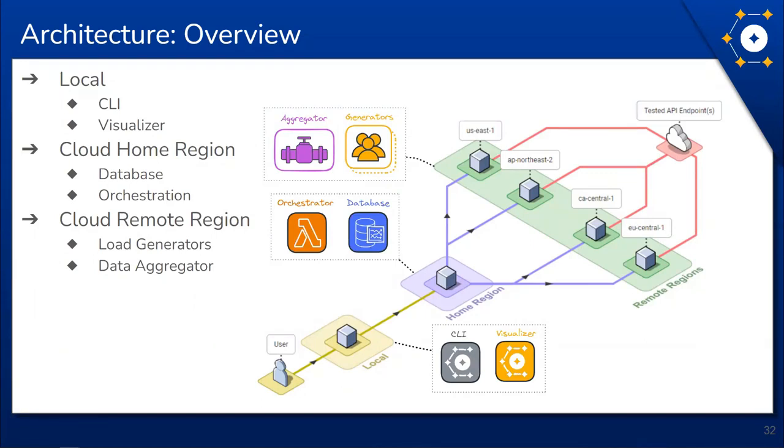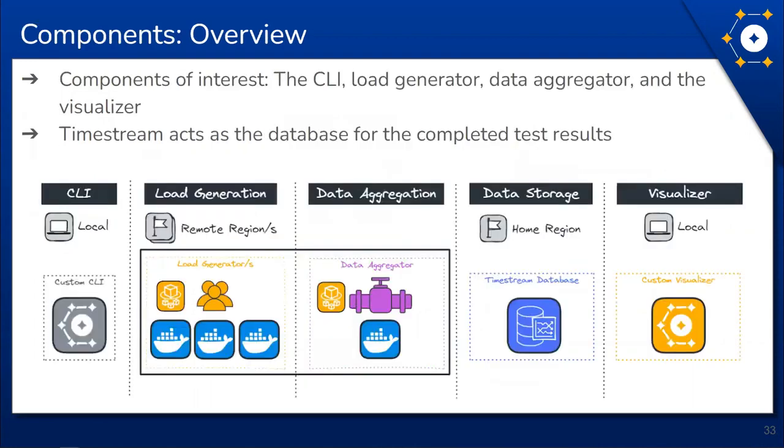Constellation is a service that is installed on a user's local machine and uses the cloud in order to enable distributed testing. The Constellation cloud architecture includes a home region and some number of remote regions. Each piece of Constellation's architecture is made up of multiple components that make testing possible. Each part holds one or more of the following components: the CLI, load generator, data aggregator, and visualizer. I'm going to go more in depth with both the architecture and the components in later slides.